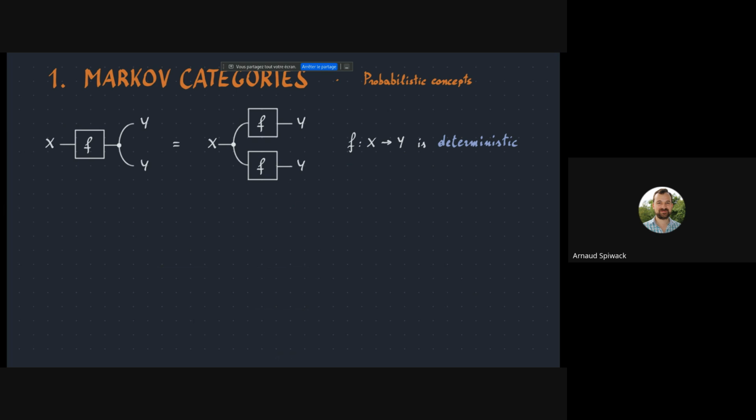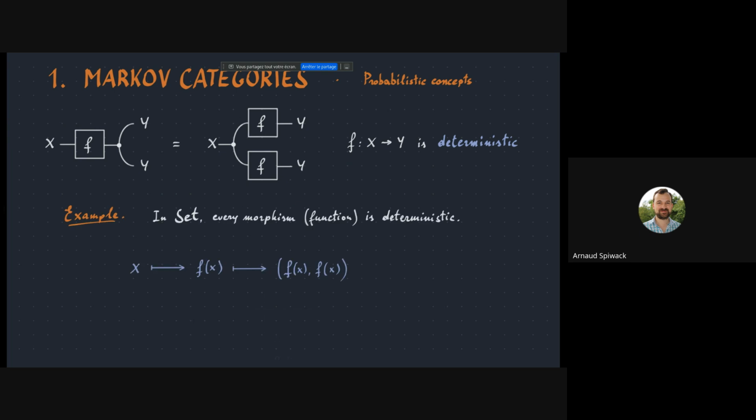Okay, so what's the idea? If we process our x and copy the result, or if we copy our input and process the two copies separately, then the result is the same. That's determinism. Let's give an example.